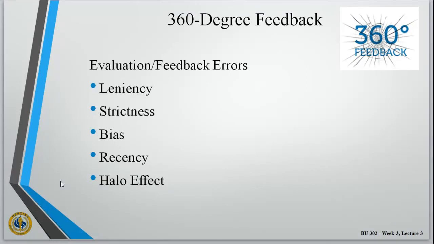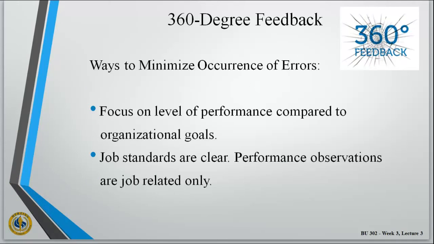Recency, that is the situation where the most current thing that the person did, the person would be evaluated against whatever the most recent act that the person performed. The halo effect is a situation where one trait of the person is used to judge the entire performance of the person, which of course they're all errors in judgment.